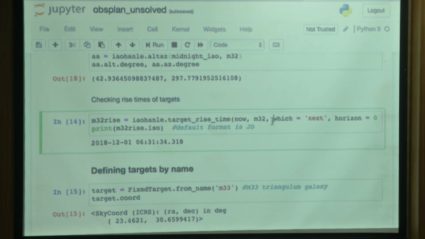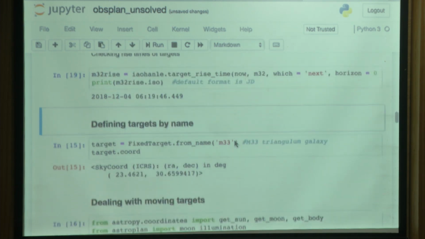And here I have given a horizon equals 0, but you can also change the angle over here to know that it's going to rise at this angle at this particular time. Right, so our M32 is going to rise at around 6 UTC. So it has already risen, and that's why it's already available.